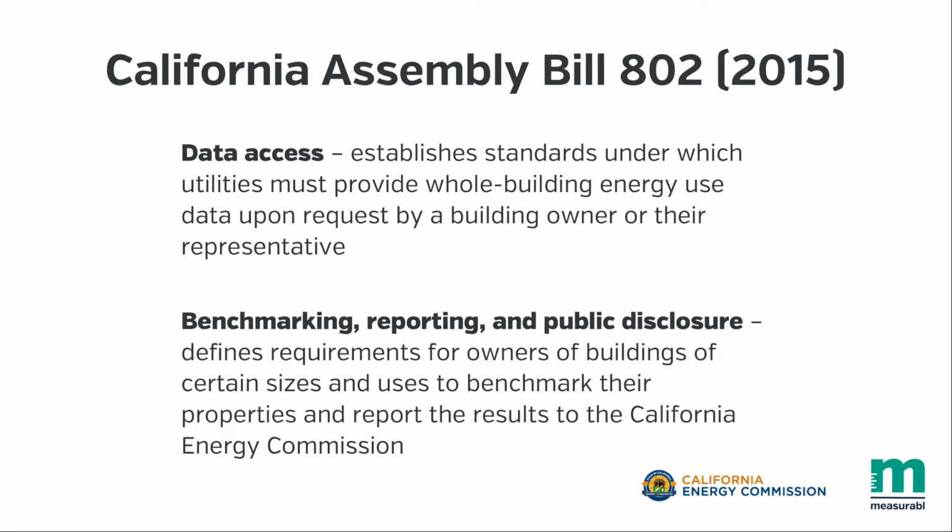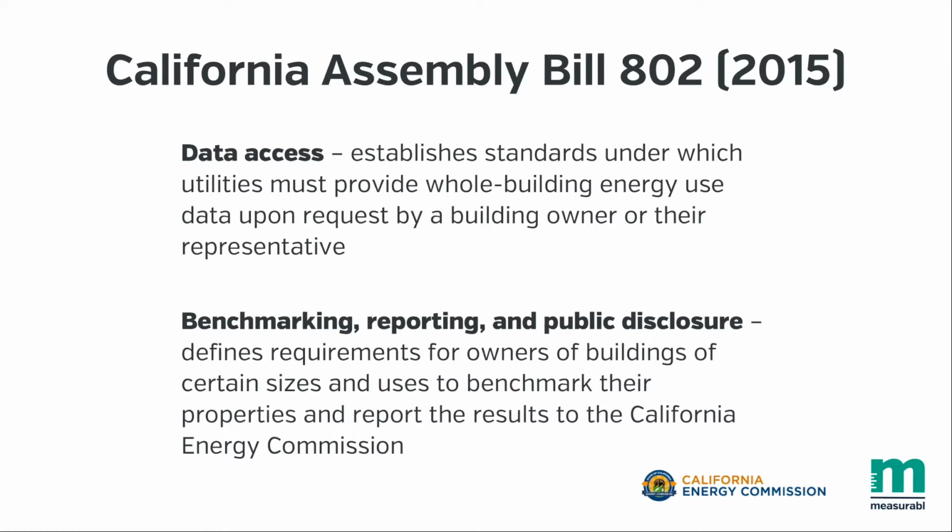The 2015 version of California Assembly Bill 802 included multiple revisions, not all of them in this context. So today we're just talking about the ones that are relevant to this program. Specifically, they are these two. First of all, the bill requires utilities to provide building level energy use data to building owners or their agents upon request. We refer to that as the data access provision.